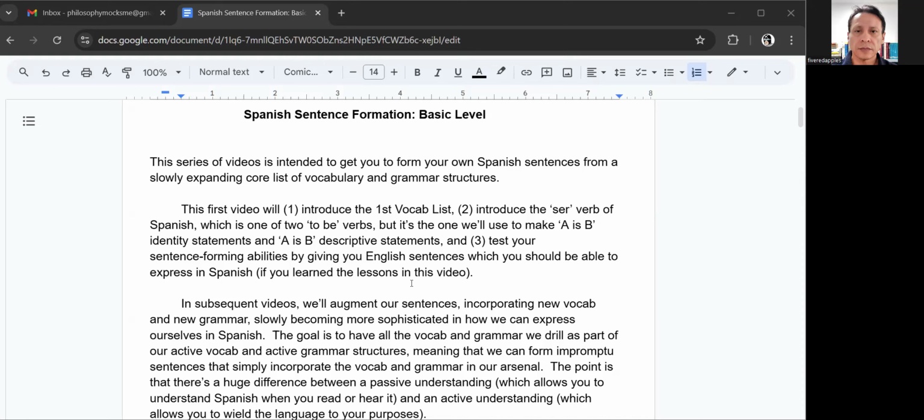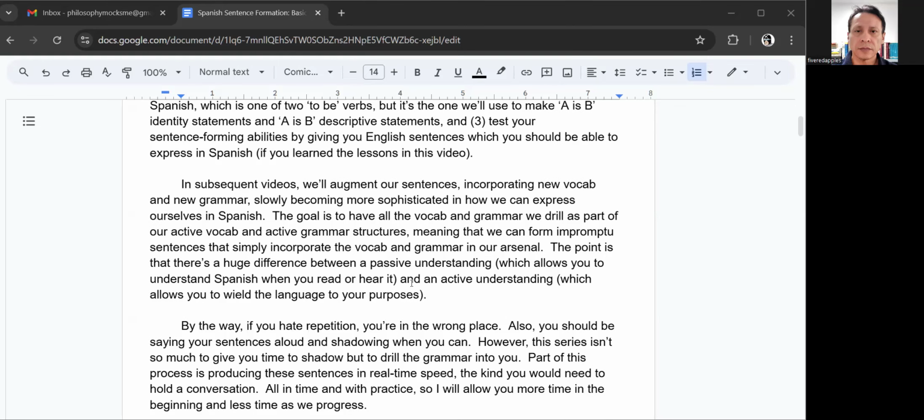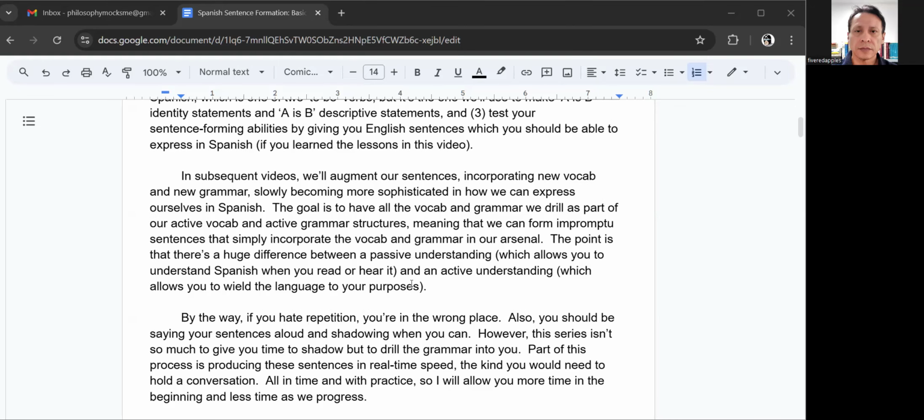But the goal is, well, I'll just keep reading. The goal will be stated, right? In subsequent videos, we'll augment our sentences, incorporating new vocab and new grammar, slowly becoming more sophisticated in how we can express ourselves in Spanish. The goal is to have all the vocab and grammar we drill as part of our active vocabulary and active grammar structures, meaning that we can form impromptu sentences that simply incorporate the vocab and grammar in our arsenal.